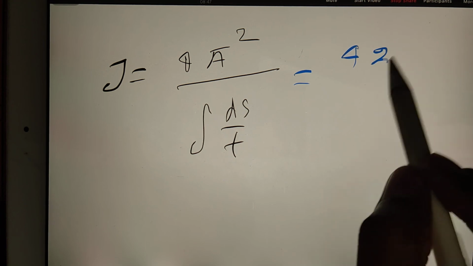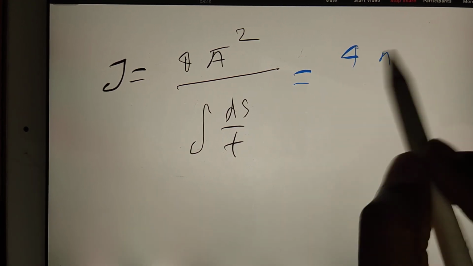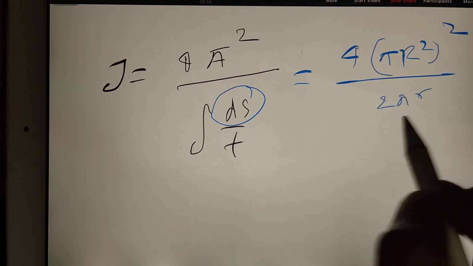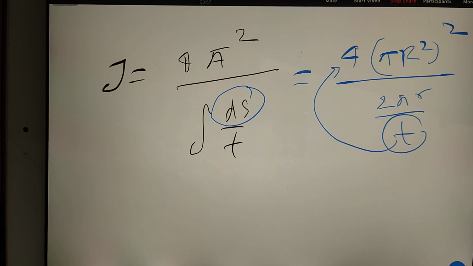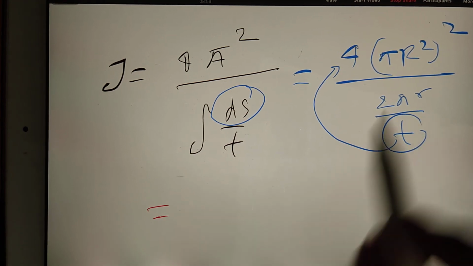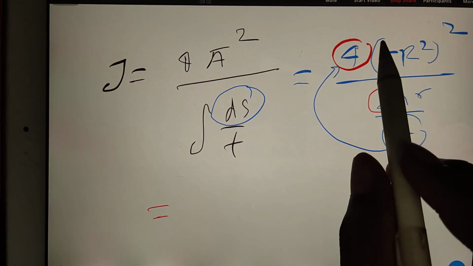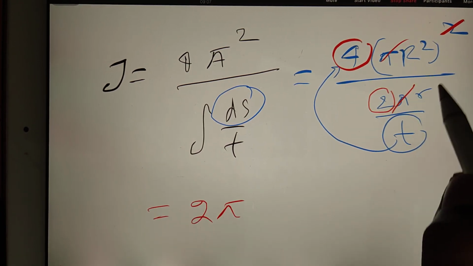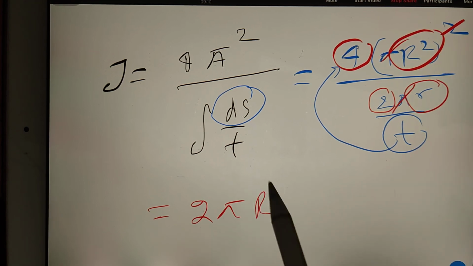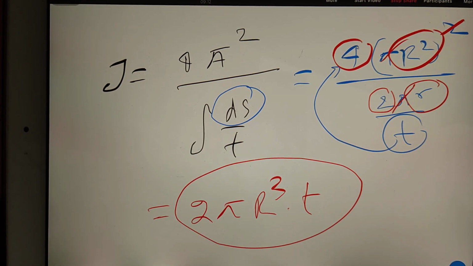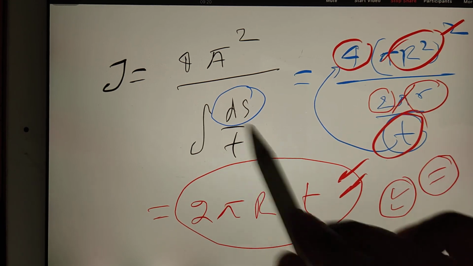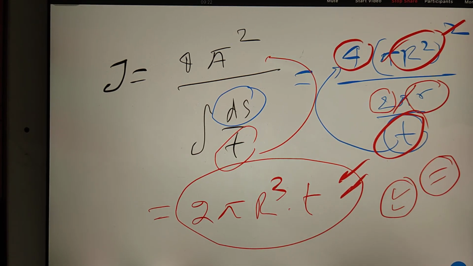Actually, 4 into pi r square whole square, right? Divide by this ds was 2 pi r, divide by t. So this t will go here in the numerator. So it will be like this: 2 and this 4 you can cancel, so this will be 2, and this pi and this pi square you can cancel, so pi will be remaining. This r and this r power 4, so r cube into t. This is the right one. So I was noticing that I was doing some mistake, but I was not able to identify what mistake I was doing. So this t was at the bottom, so it will go up. It is a minor mistake, but take care.